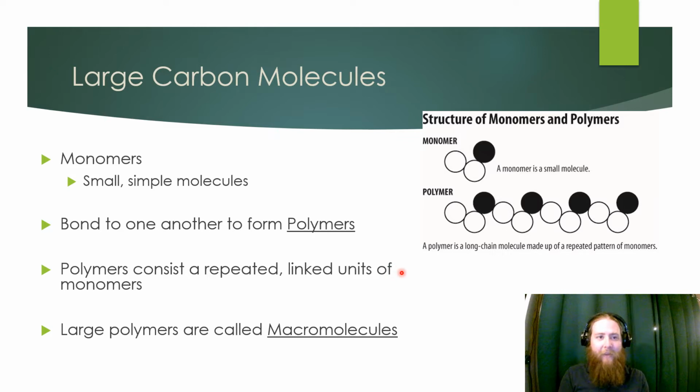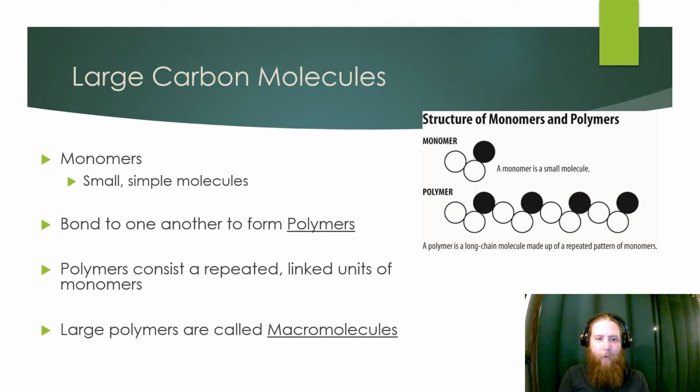Carbon likes to bond together to form large carbon molecules. But the simplest, smallest piece is called a monomer. And a monomer is a small, simple molecule. This here is an example of a monomer. They bond together to form polymers. So this polymer here is made of one monomer here, one monomer here, one monomer here, and one monomer here, for a total of 4 monomers in this polymer here. So these polymers use these monomers to make long chains. And when we get these larger polymers, we call them macromolecules.